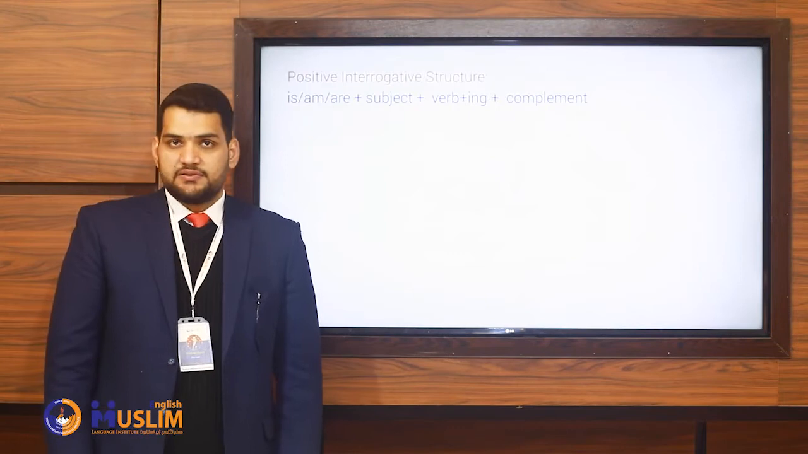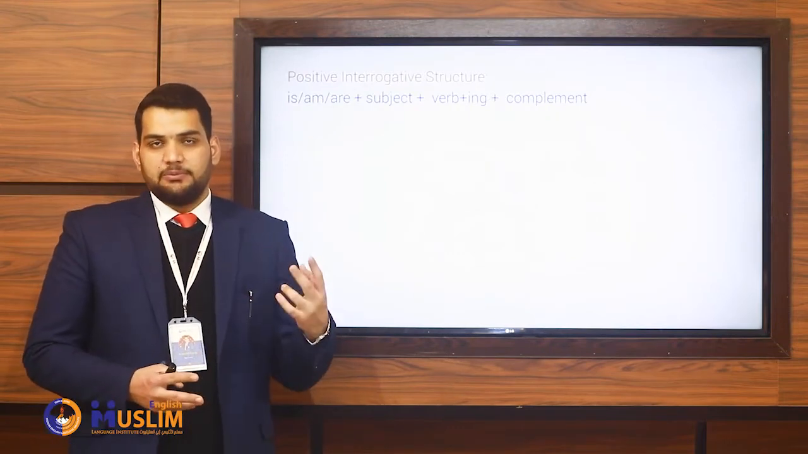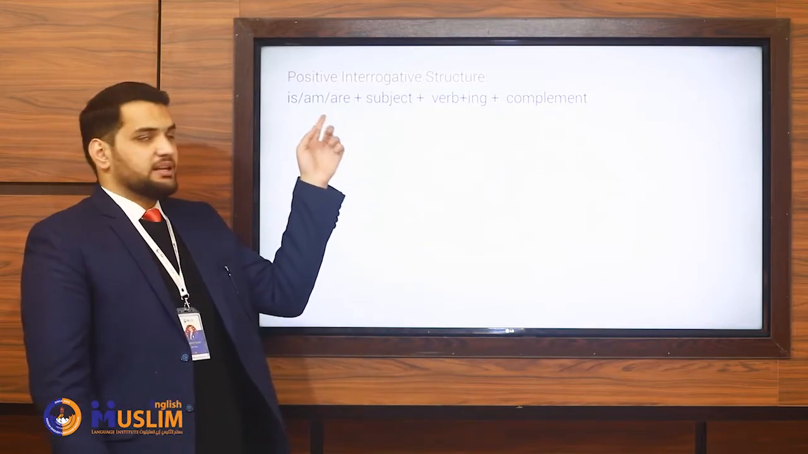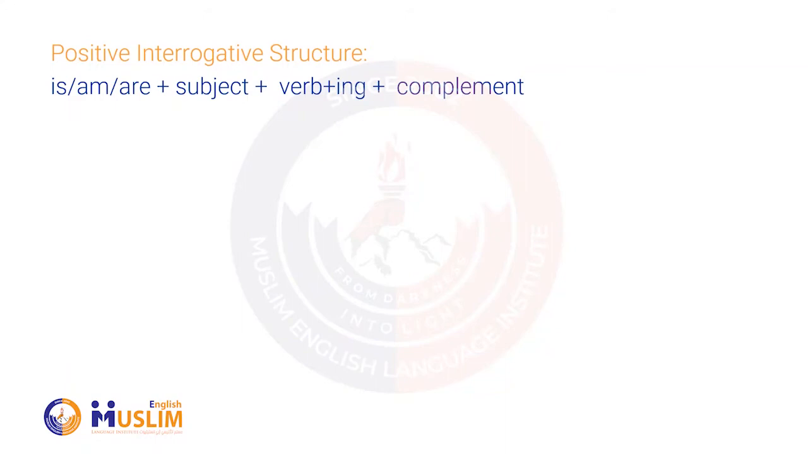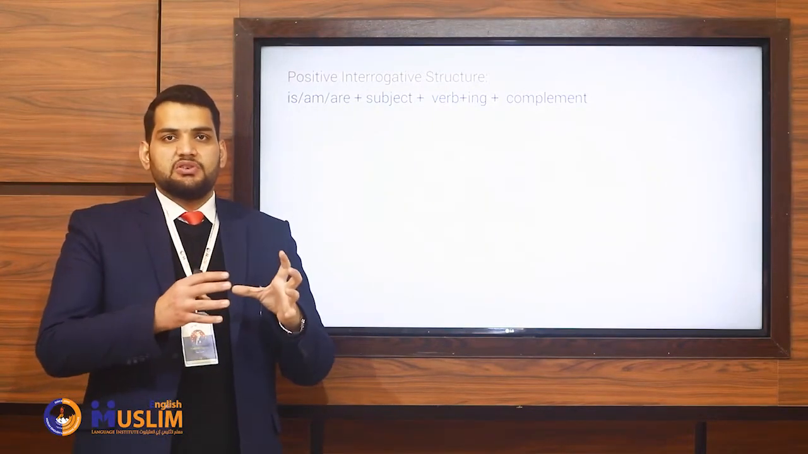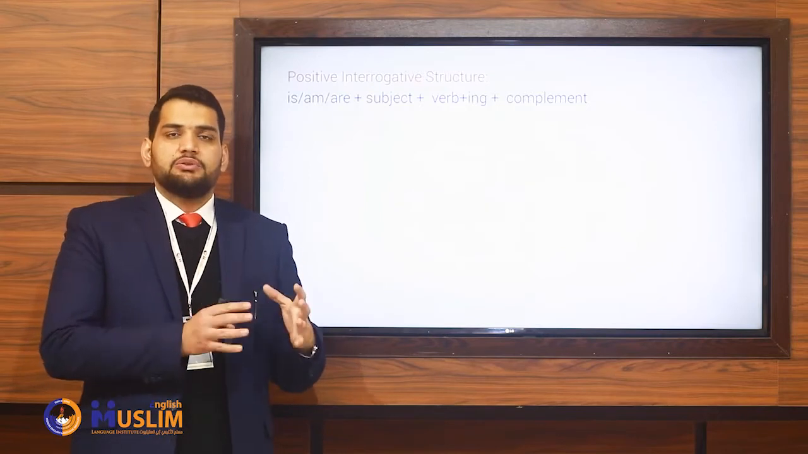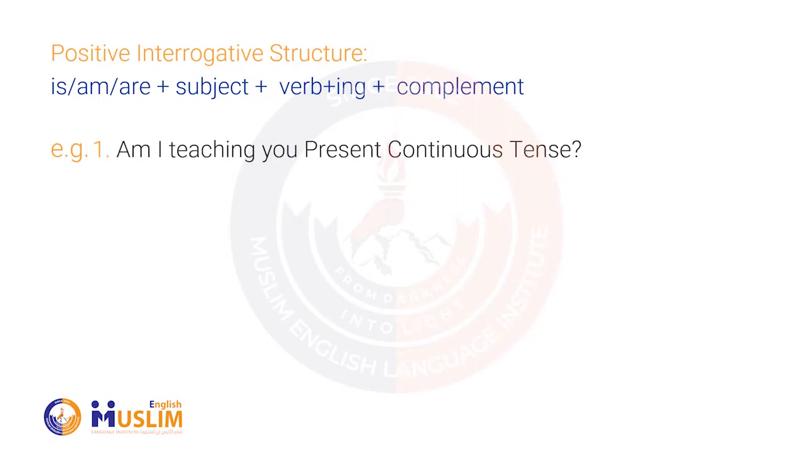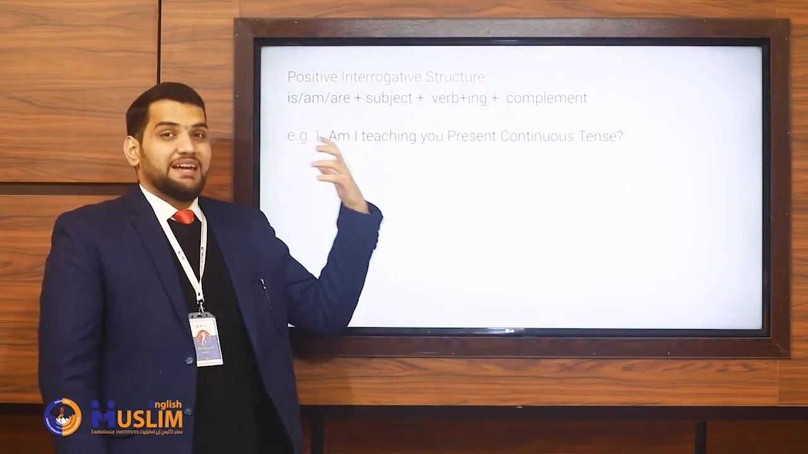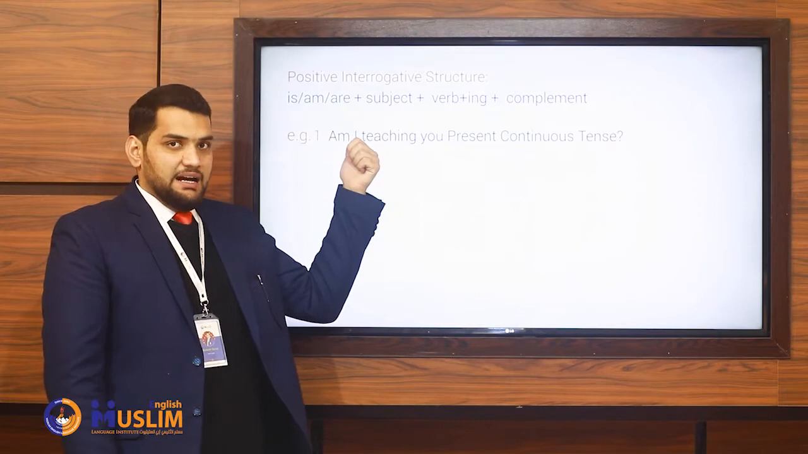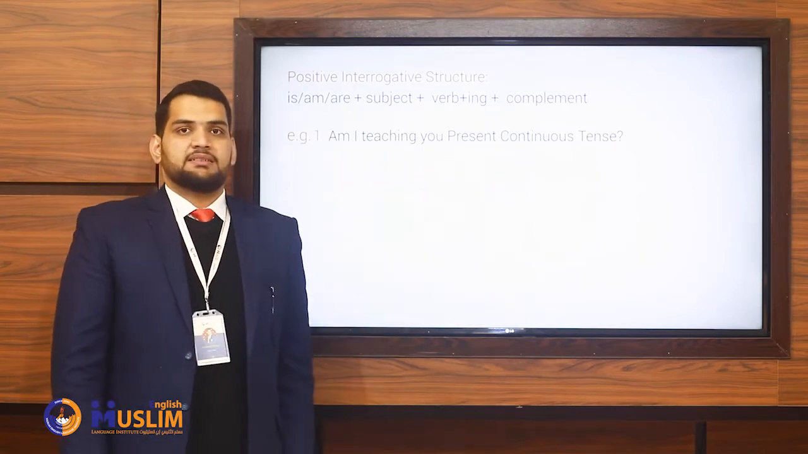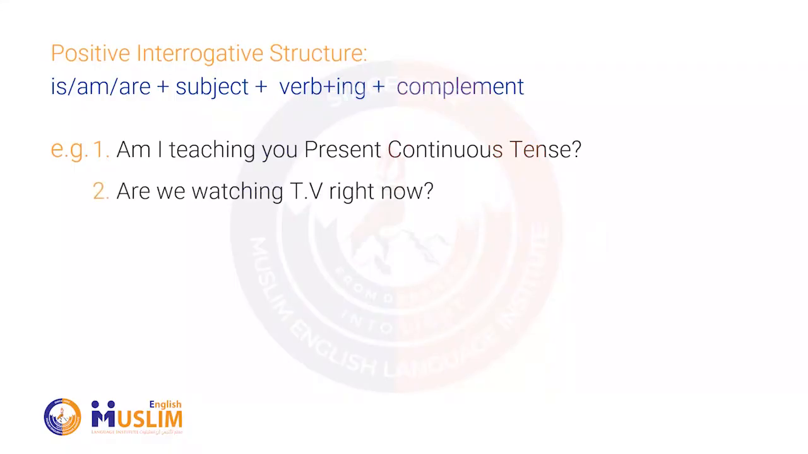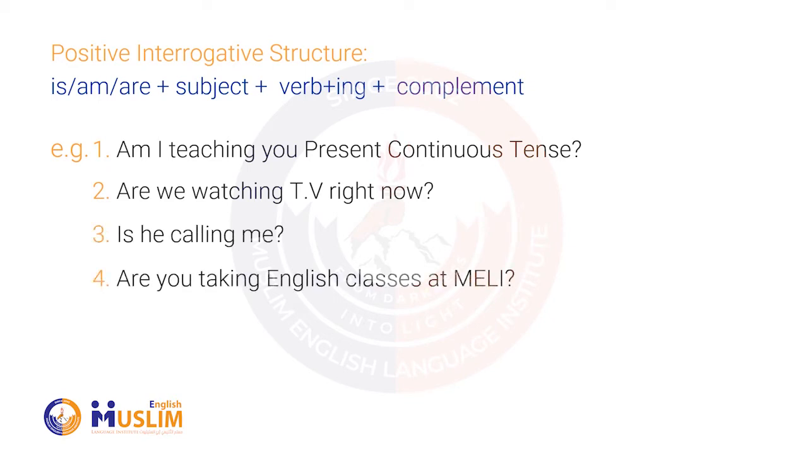Let's talk about the interrogative structure, but as you all know that interrogative structures have two types, positive and negative. So the first one is positive interrogative, which is, am, are plus subject plus verb ing plus complement. Now in this structure, you just change the position of the helping verb with the subject. That is, you use the helping verb before the subject. For example, am I teaching you present continuous tense? Now if you see here, the to be verb or the helping verb is am, and it is used before the subject I. Teaching is verb ing, you present continuous tense is the complement. Another example, are we watching TV right now? Is he calling me? Are you taking English classes at Melly?